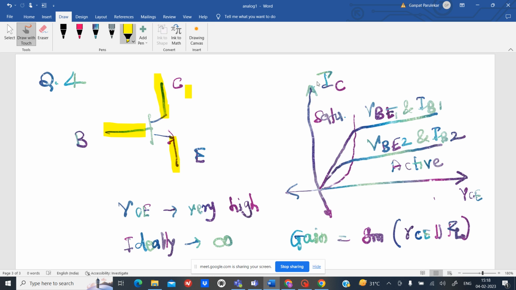Now, when you plot the characteristics of the BJT, that is the current through the BJT, IC, versus VCE for different VBE, you will see this kind of characteristic. So initially, when there is zero VCE, at this point, what will happen? The current through the collector is zero. There will be no current through the collector. That is, when VCE is equal to 0, IC, the current through the collector, will be 0.